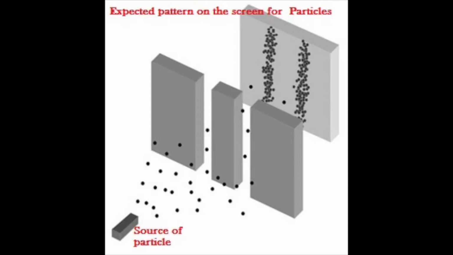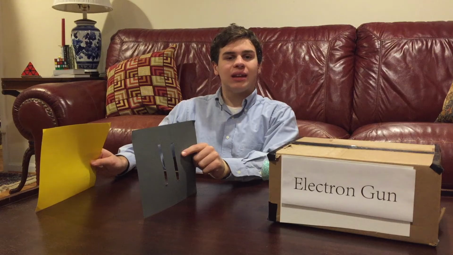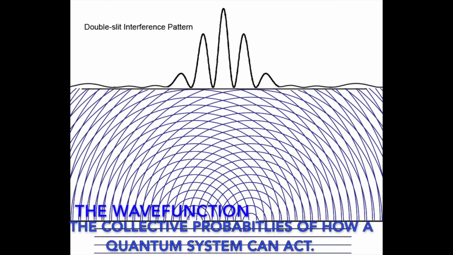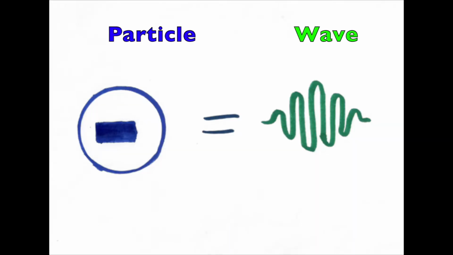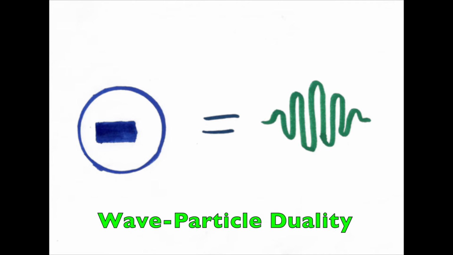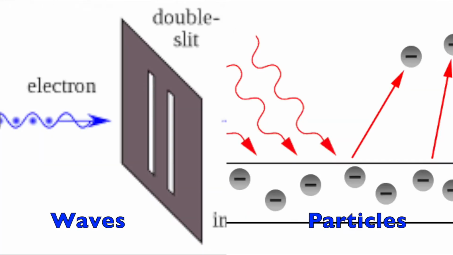Since electrons are particles, we should get two bands. Remarkably, an interference pattern emerges when these particles build up, indicating they are also acting like a wave. This interference pattern can be considered the wave function, the collective probabilities on how a quantum system can act. Furthermore, this superposition introduces an indeterminacy known as wave-particle duality. It states that electrons and photons can act like waves and particles in different situations.